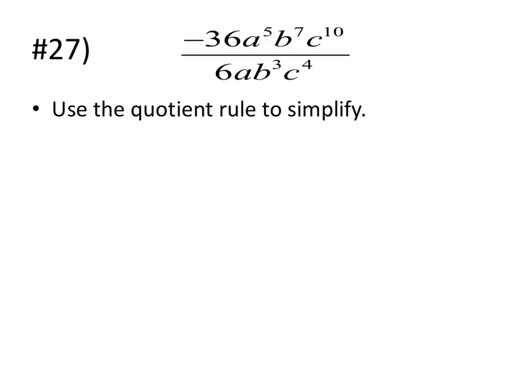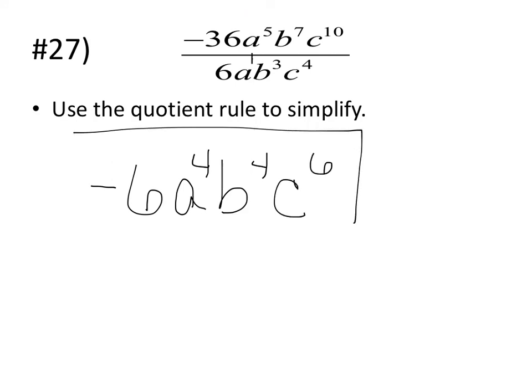Okay, and then the last one here, we have negative 36 over 6 we're going to deal with first, which gives us negative 6. Then we're going to deal with a to the 5th over a, where we're going to put a 1 with our a, which is going to give us a to the 4th, because 5 minus 1 is 4. And then we're going to deal with b, 7 minus 3 is 4. And then we're going to do c, 10 minus 4 is 6. And that's our answer there.